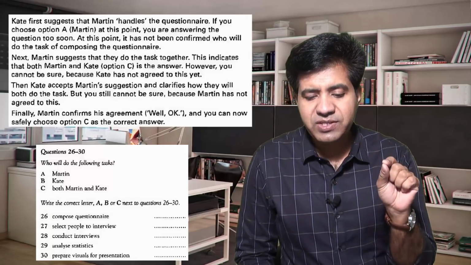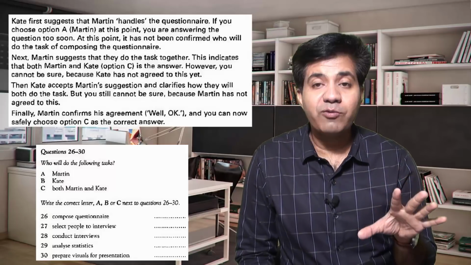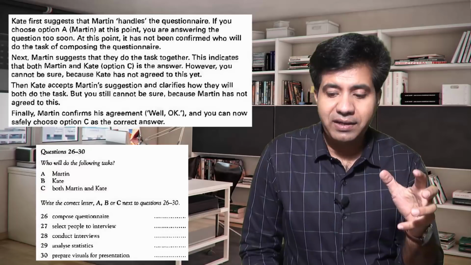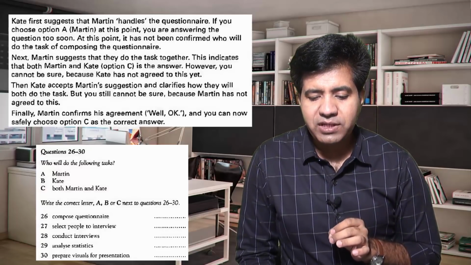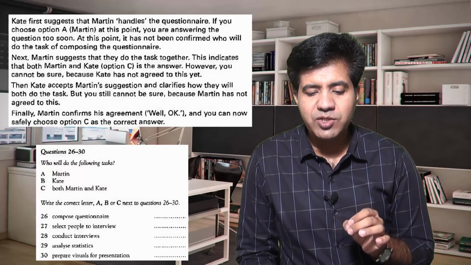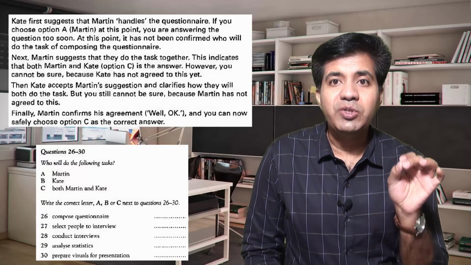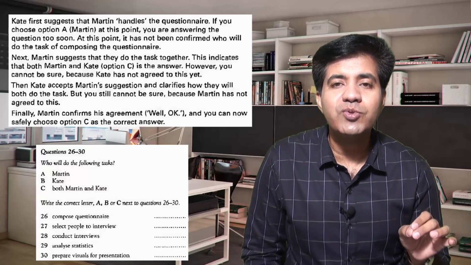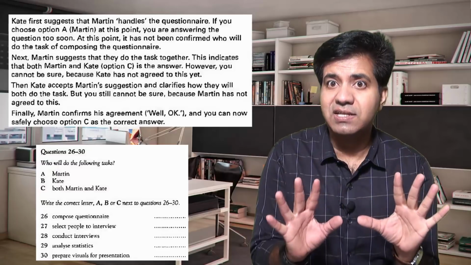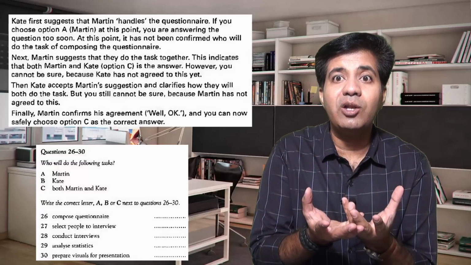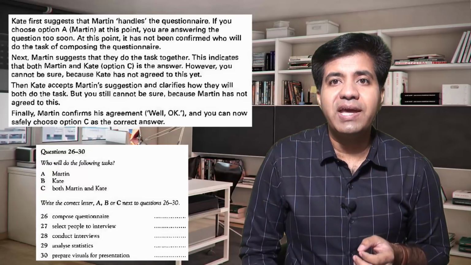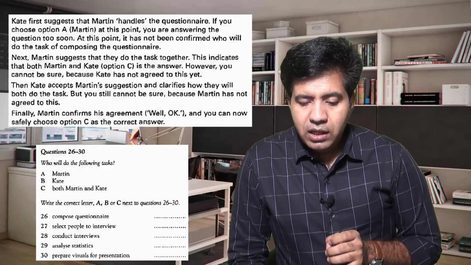Now, Kate first suggests that Martin handles the questionnaire. You think, okay, Martin is gonna do it. If you choose option A, at this point you are answering the question too soon. Don't answer the question too soon in multiple choice. Wait and see what is the final conclusion before they move on to the next question, right?